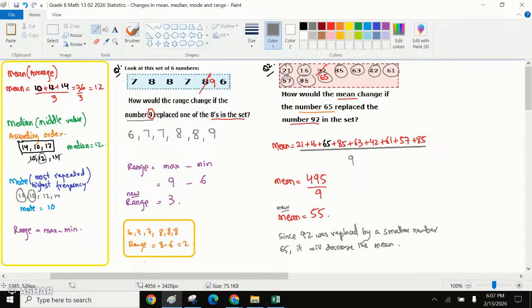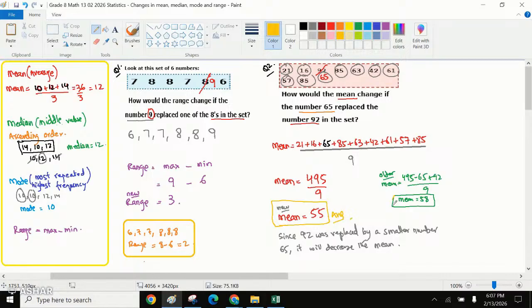Okay, so the total would be reduced by, if I simply check, the new total was 495, we minus 65 plus 92, divided by 9. That means the older mean was 58. This was the older mean before the replacement. But the new mean after the replacement comes out to be 55. And this is the answer that we need to find.